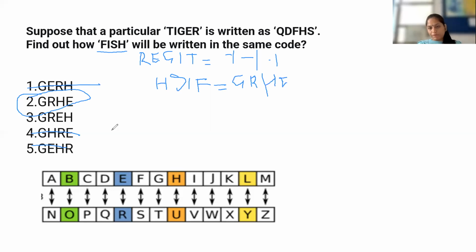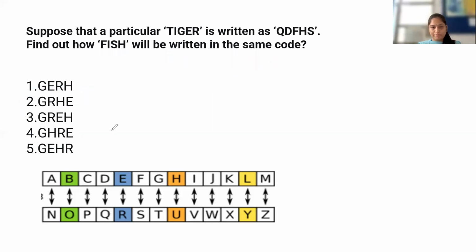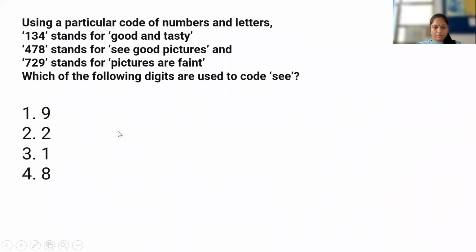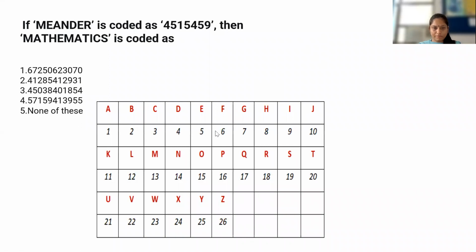Going further, I just clear all. Okay, now let's see this question. If Mender is coded as 4515459, then mathematics is coded as what?